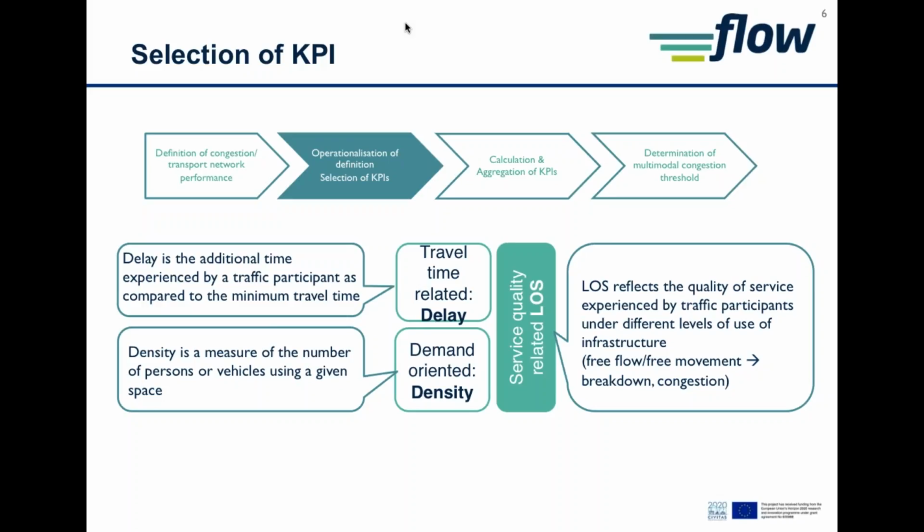Then density is a measure of the number of persons or vehicles using a given space. And LOS reflects the quality of service experienced by traffic participants. And it's usually given in distinct classes. So delay or density, those measurements are transformed into 6 classes, whereas free flow is class A, if you like. The best class is free flow conditions, and then LOS F is the breakdown or congestion. So those are the 6 classes into which delay and density are transformed.